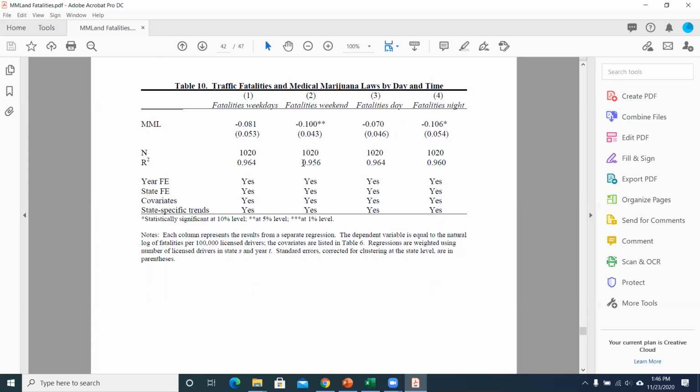Notice also, this is very good. Look at their R squared, right? 1 is the highest it can be. They're getting pretty close to explaining a lot of the variation that you see in these fatalities. Okay.